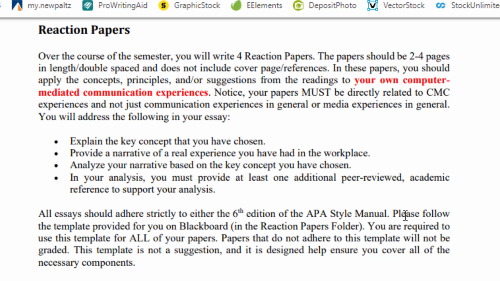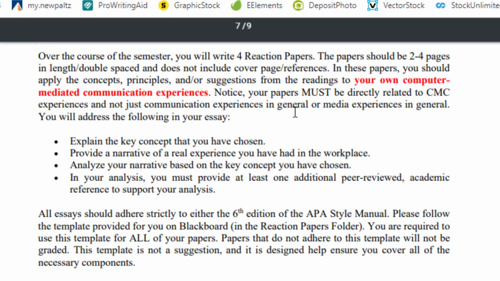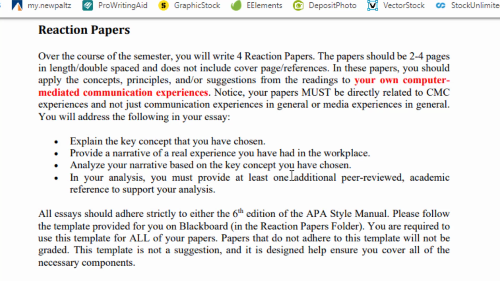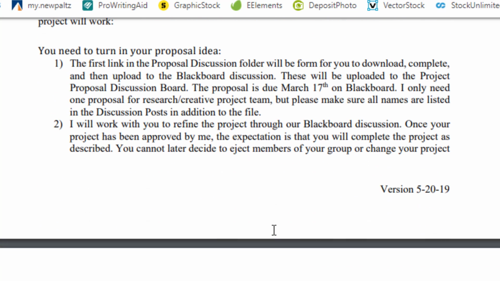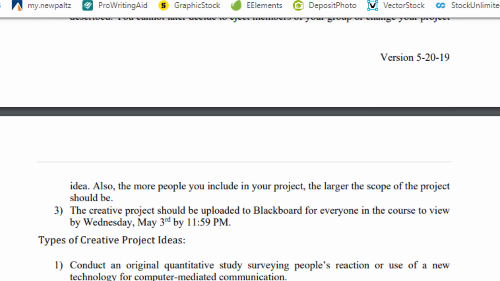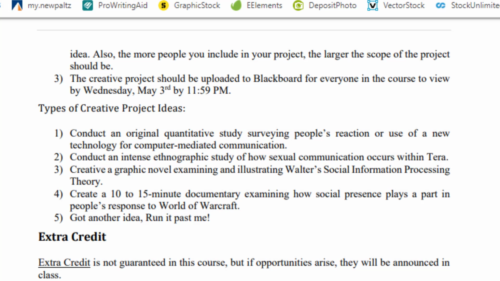You're also going to be writing 4 reaction papers, and basically the goal of these is for you to take the content that we are learning in class and apply it to your own computer-mediated communication experiences. So again, that is the big thing there, as it says here, notice your papers must be directly related to CMC experiences and not just communication experiences in general or media experiences in general. So again, watch that. There's also going to be a final project. There's some information there. There are also some examples of types of final projects, but again, I'm pretty open when it comes to final projects.